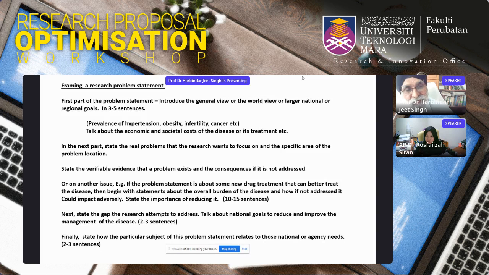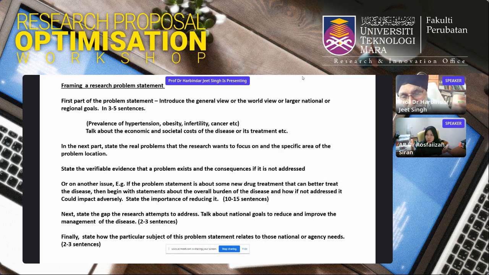All right. And here you need to include some verifiable evidence. Of course, there will be a lot of evidence already in your literature review and background information, but nevertheless, you have to make a few statements here that what you are saying is true, that the problem actually exists, and what the consequences would be if this problem is not addressed. So you have to put that in the problem statement.